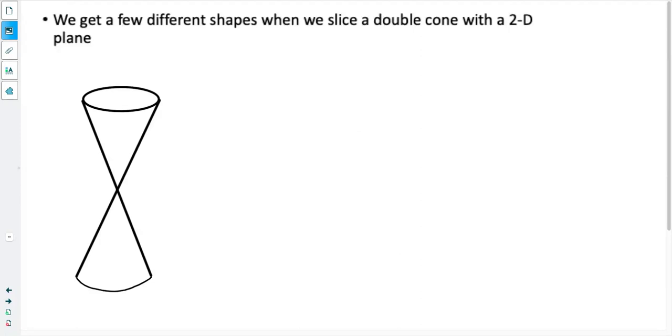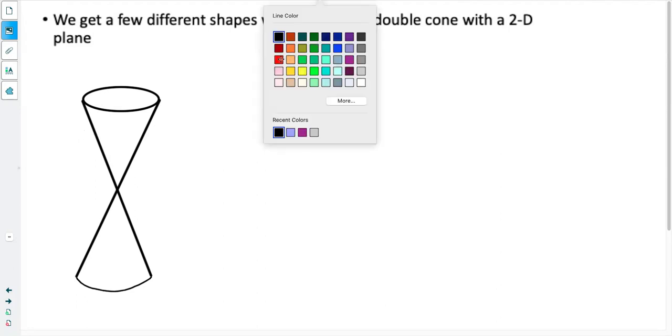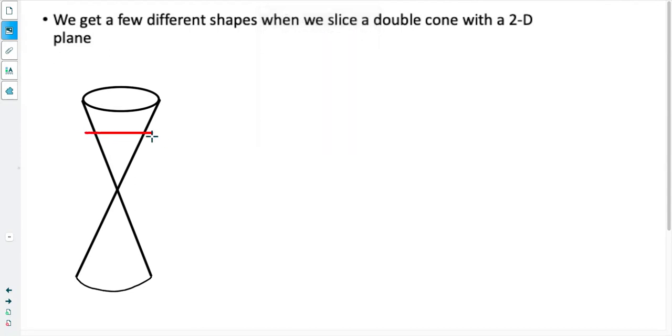First we'll talk about what types of shapes we get with conics, essentially the various shapes we get when we take this double cone and slice it. If I was to slice perfectly horizontal across this cone, the shape we end up getting in that case would be a circle.